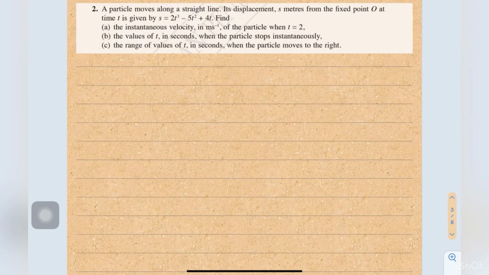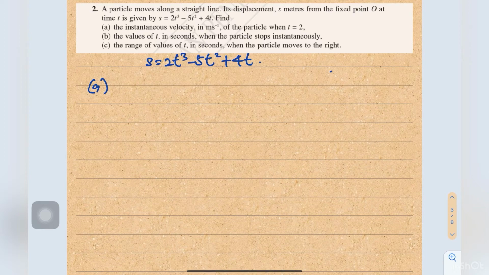Now number 2, a particle moves along a straight line. Its displacement s meters from the fixed point O at time t is given by s equals 2t cubed minus 5t squared plus 4t. Then A, find the instantaneous velocity when t equals 2.